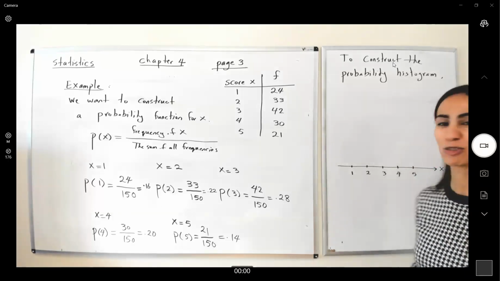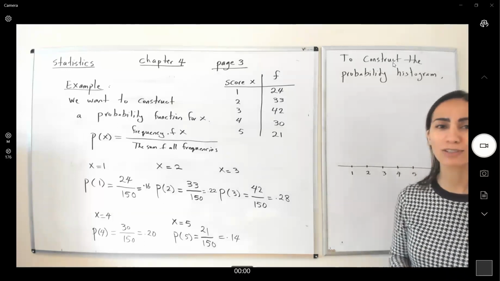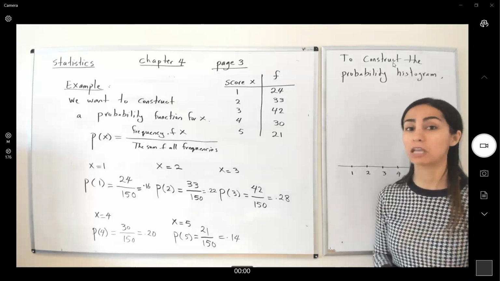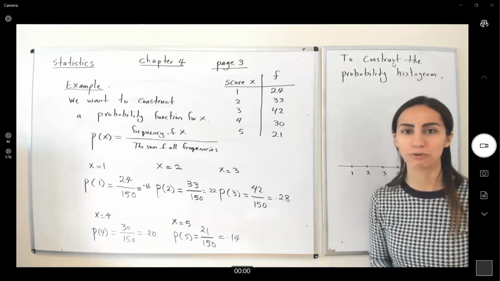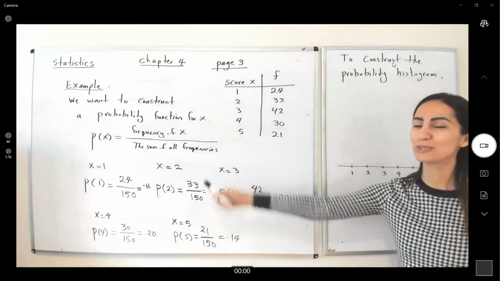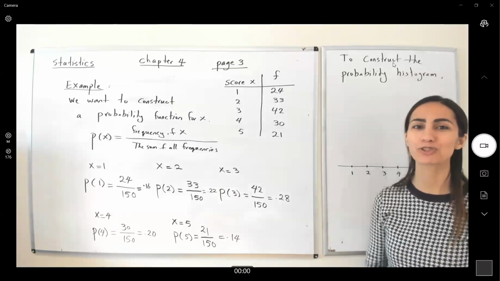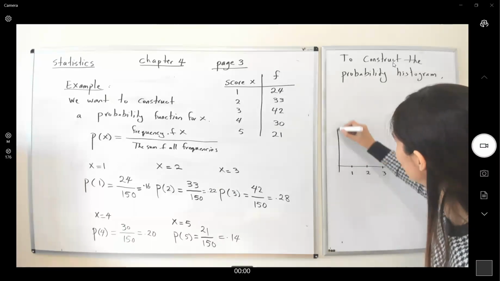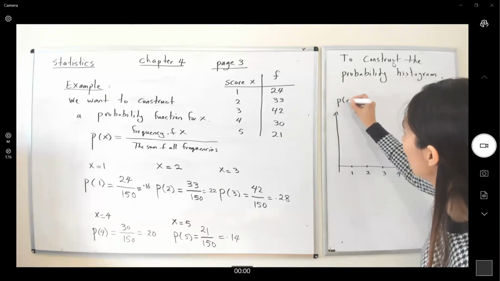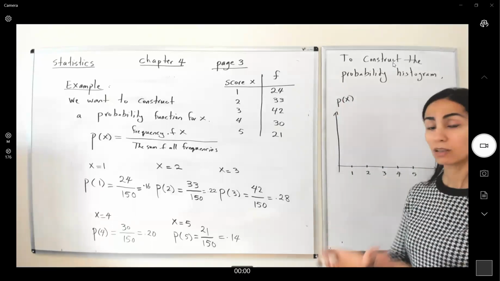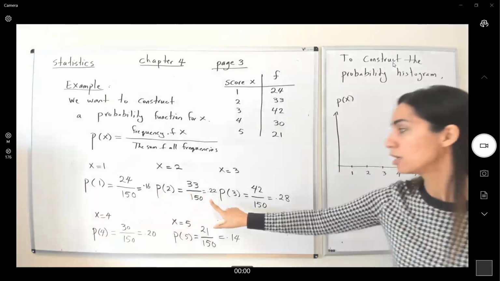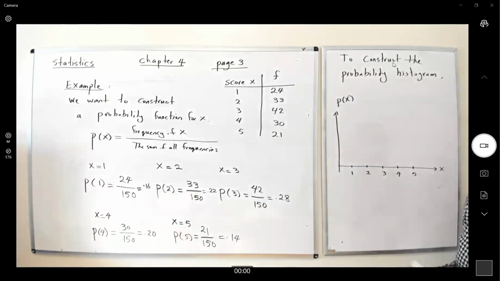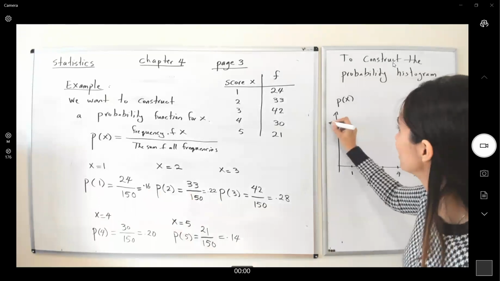Okay. Remember that when you form the histogram on the vertical axis, you usually use the frequency. Then you use relative frequency. Now you're going to use the probability distribution function. So on the vertical axis, you have your P of X. So you have 16%, 22%, 28%, 20%, and 14%. So let us go with this one, 0.30.